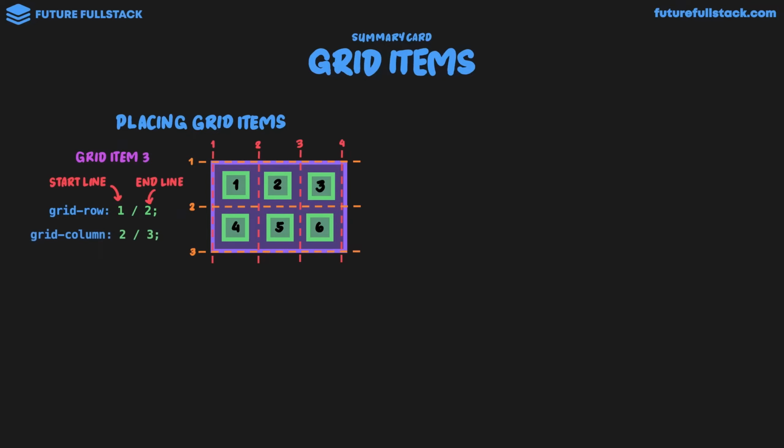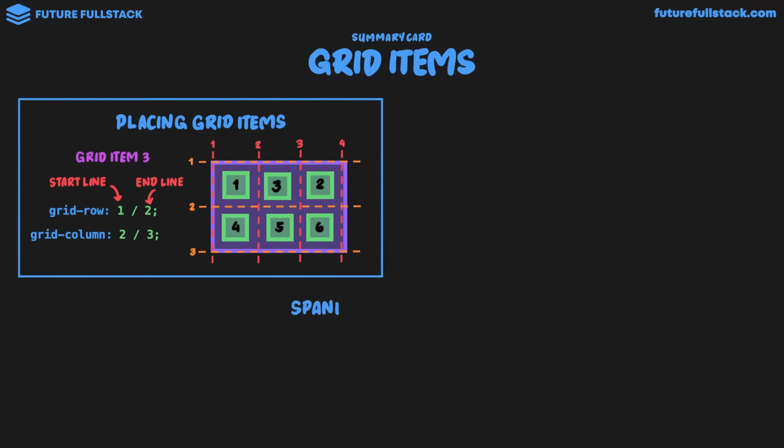The grid column property places grid items along vertical grid lines. So in this case, grid item 3 will stay in the first row, as that's defined by the horizontal grid lines 1 and 2, but it's going to shift its column, defined by the vertical grid lines 2 and 3. So grid item 3 is going to move where grid item 2 is. As a result of this, grid item 2 will now move into position 3.